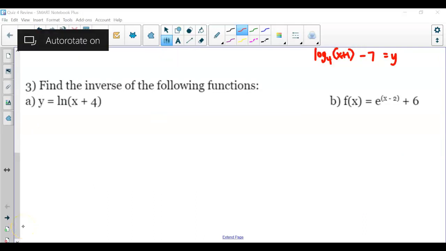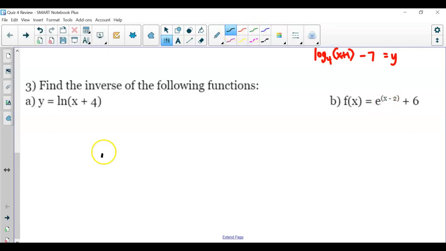And so now with our number 3 here, again, writing the inverse, but of our natural log and e function, so our exponential here as well. So again, we're going to switch the x and y. So x is equal to the natural log.